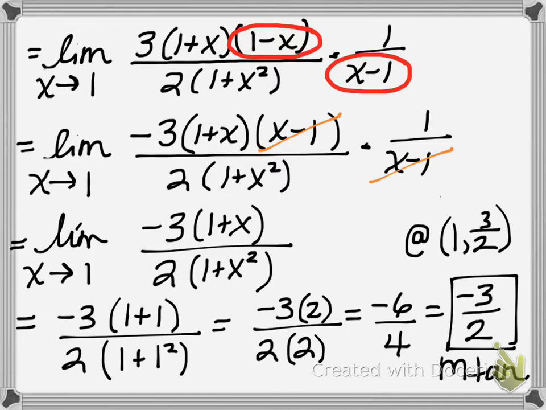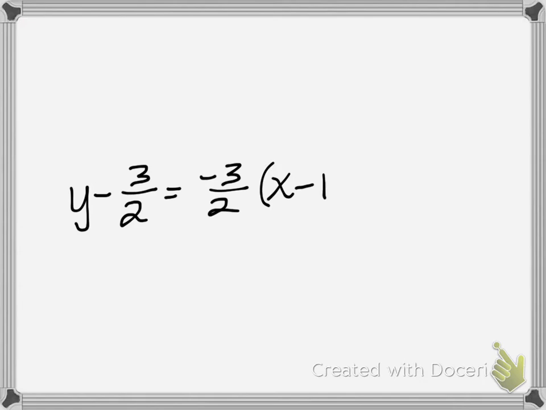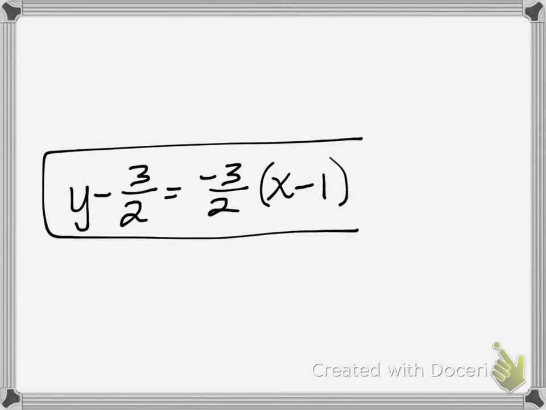So we can write the equation for our tangent line in point slope form if you wish. Again, that's y minus 3/2 equals our slope of negative 3/2 times the quantity x minus 1. This is the equation for our tangent line.